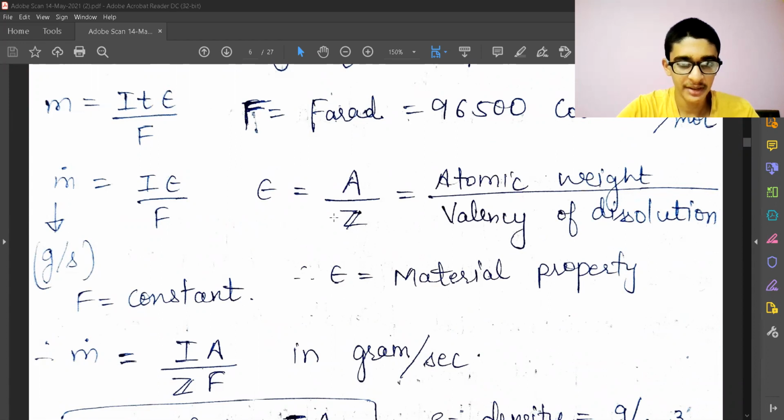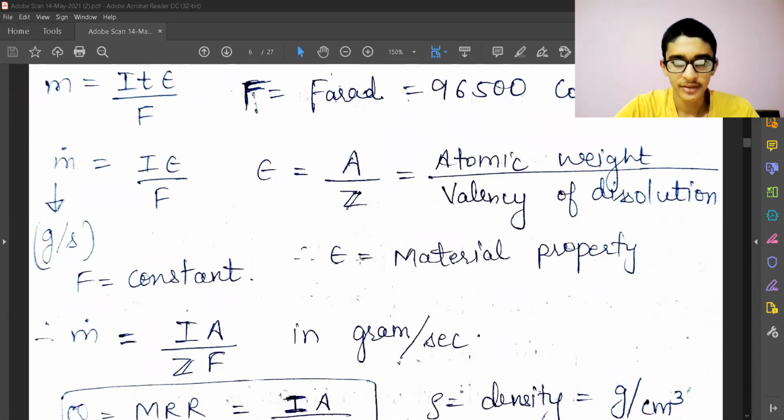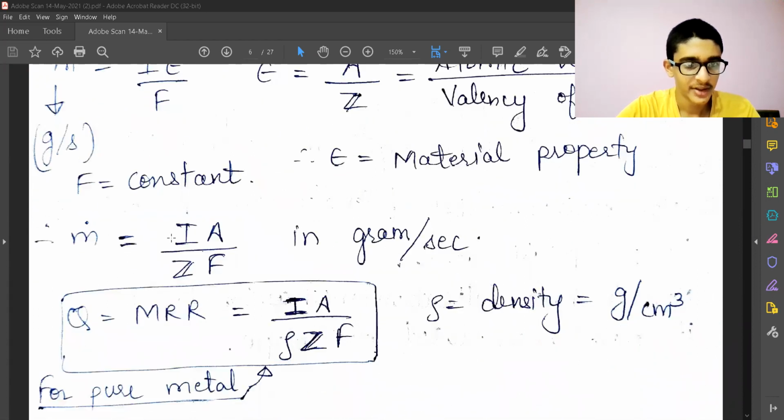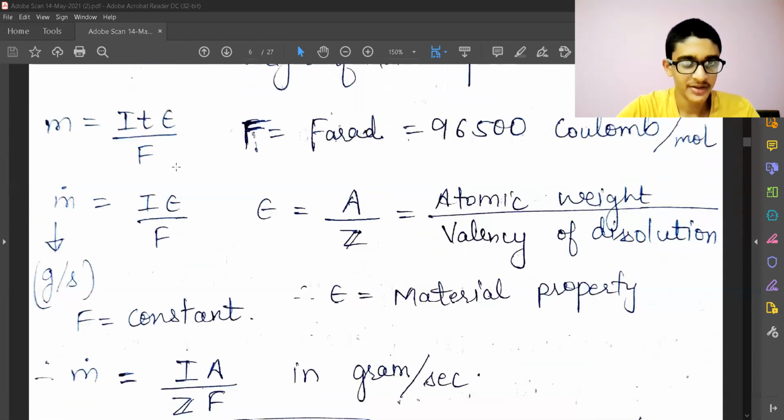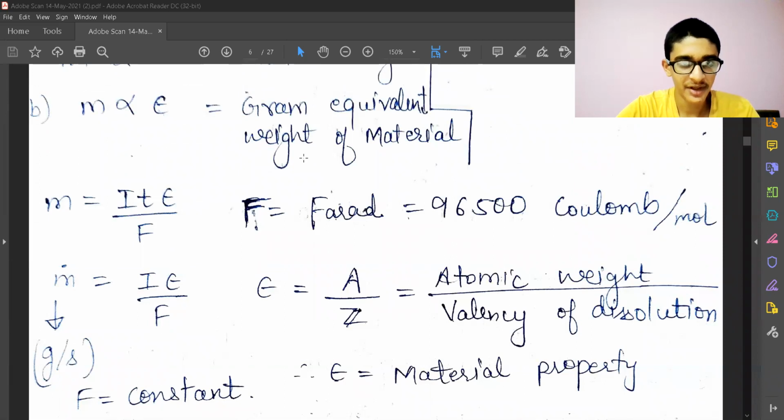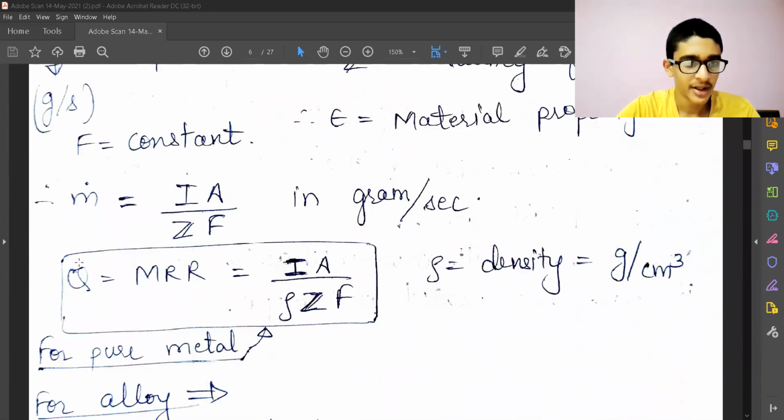And epsilon is A by Z, where A is the atomic weight and Z is the valency of the dissolution. Since it is the atomic weight and the valency of that material, it is a material property, and F is a constant. So it is only dependent on I majorly. I have replaced that epsilon, the gram equivalent weight of material, by A by Z, and Q, that is MRR, will be I A by rho Z F.